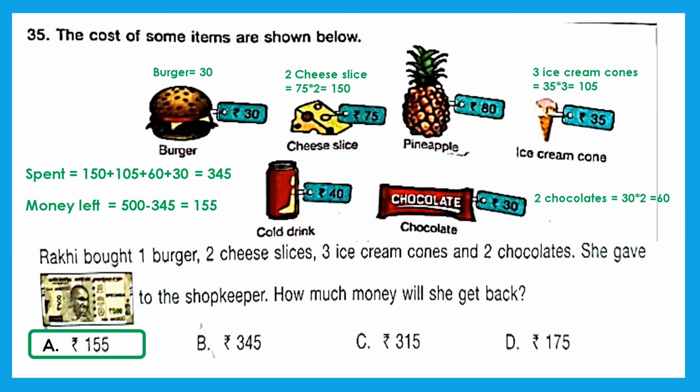With this, we have successfully solved Class 2 IMO, that is Mathematics Olympiad 2023 Set B question paper.